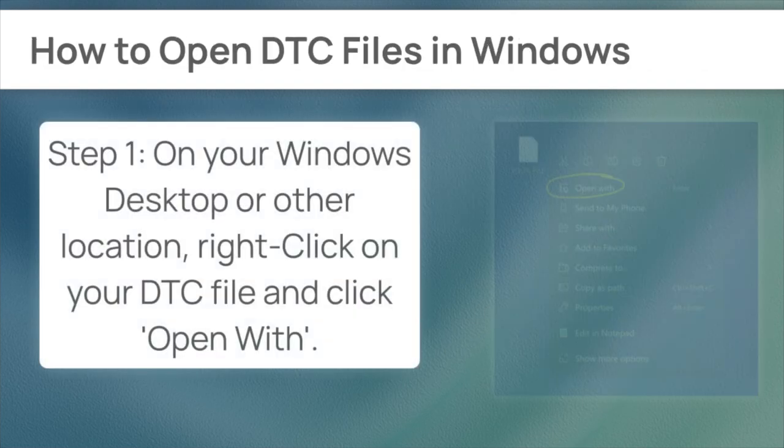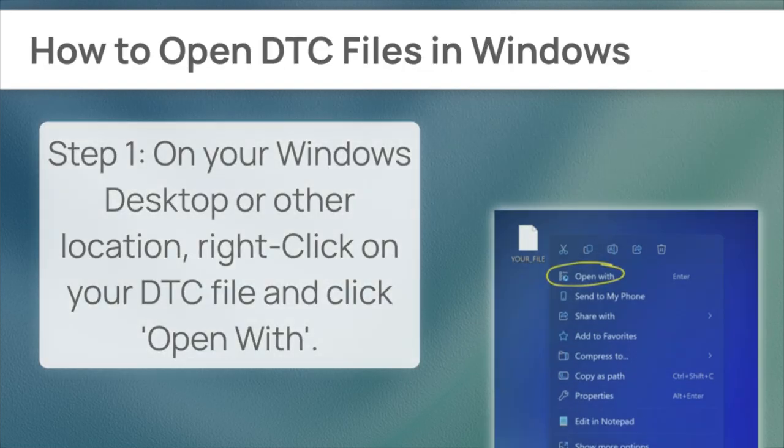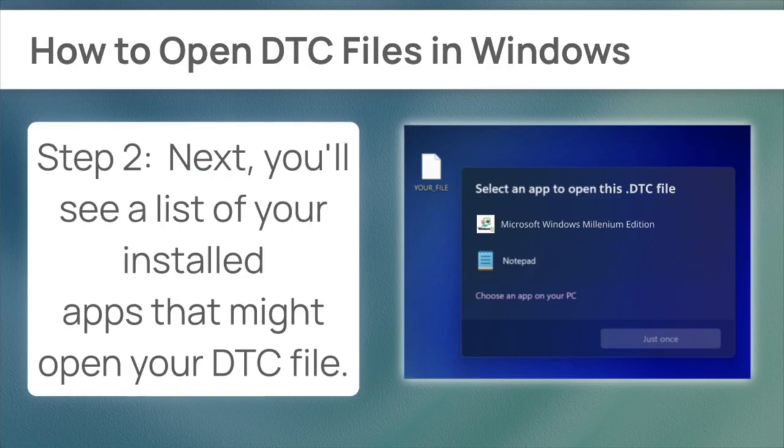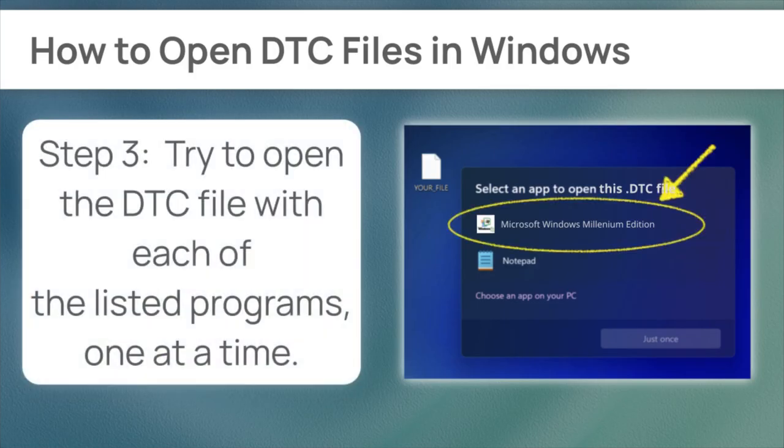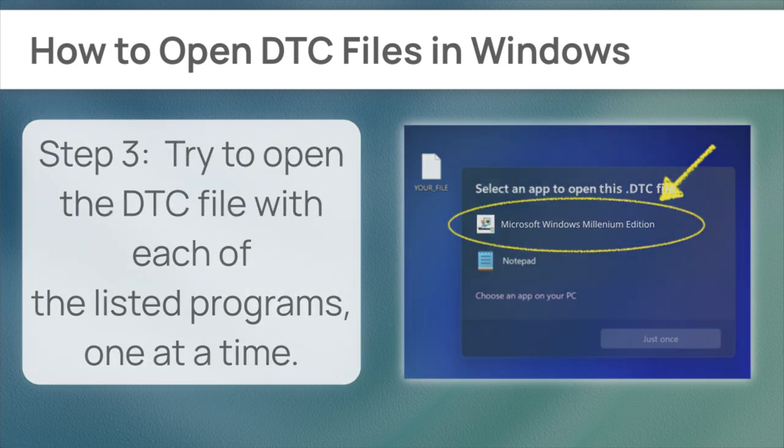Let's verify the file's compatibility against known readers. Right-click the DTC file and select Open With. Test Microsoft Windows Millenium Edition if it appears. If not, choose another program. Different software handles the DTC format uniquely.